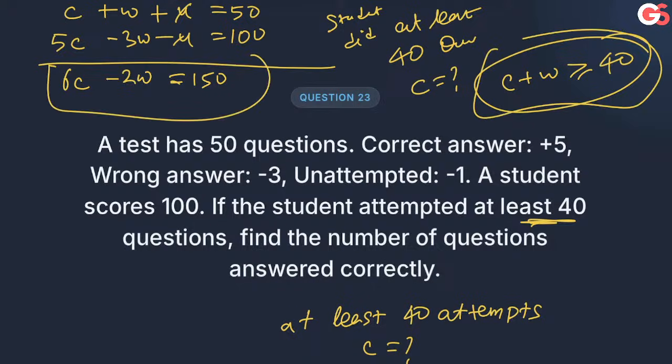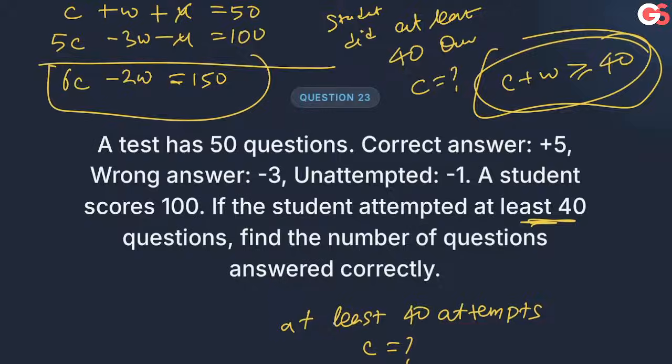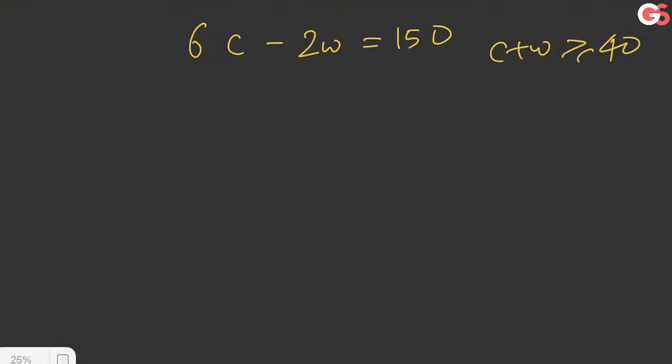U वाला किसी काम का था ही नहीं. Do you understand that? In the end, you might just check for verification. So you'll need more space. I'll write it here. It said 6c minus 2w is equal to 150. It says c plus w is greater than or equal to 40. यही था ना? Yes. Attempt उसने कम से कम 40 करे हैं. That is how we need to find it out.